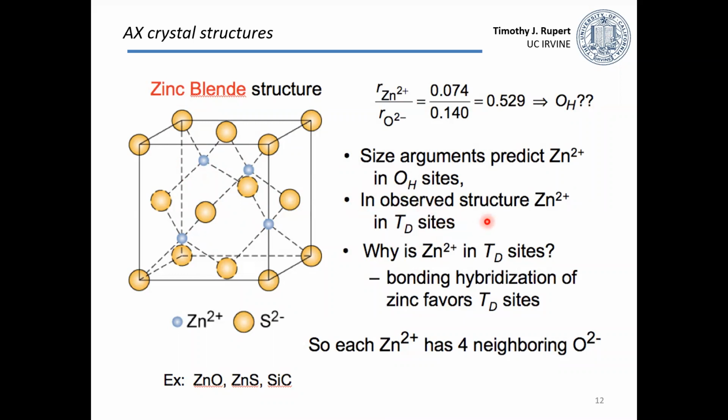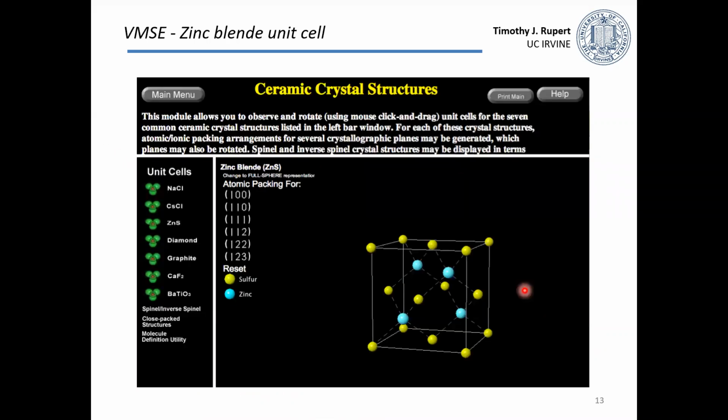Okay. So I want to just point out that this ratio process works many times, but not always. In this case, zinc favors hybridized bonding. So the way it wants to spread out and bond with those surrounding sulfur, oxygen, or whatever atoms, it wants to do it in this tetrahedral structure. So there are exceptions to those rules of thumb that we're looking at.